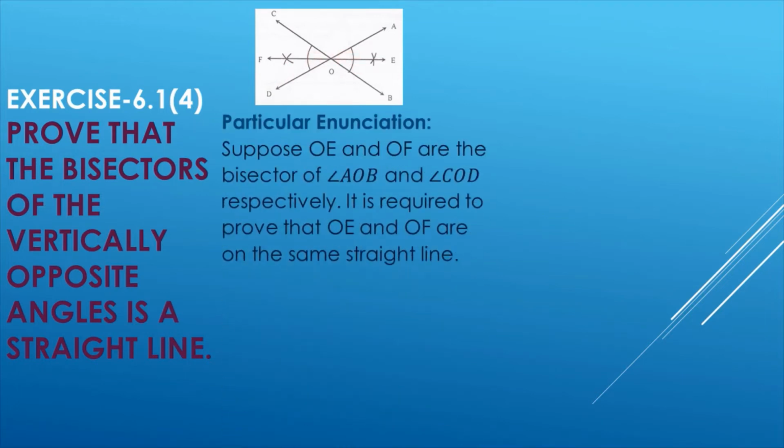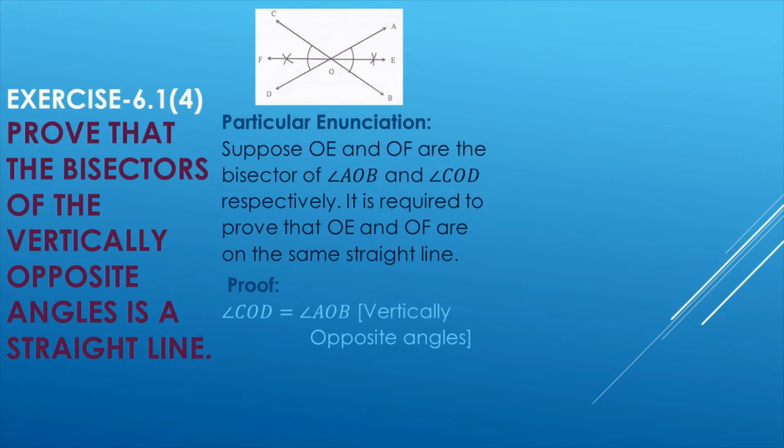So, this is the particular enunciation, my dear. Suppose OE and OF are the bisectors of angle AOB and angle COD respectively. It is required to prove that OE and OF are on the same straight line. So, OE and OF are the bisectors of angle AOB and angle COD because they are vertically opposite angles, and this is the proof, my dear. OE and OF are on the same straight line. So this is the proof.